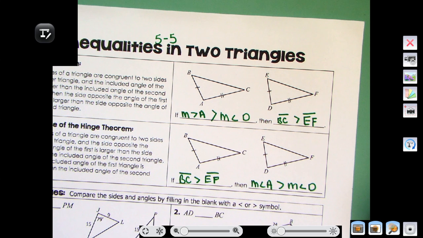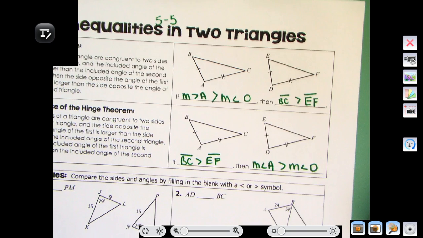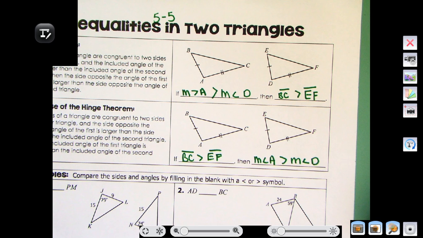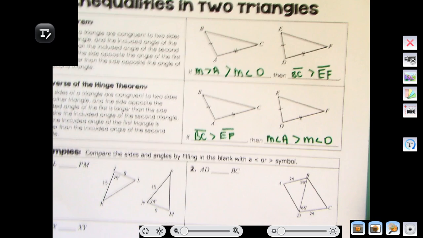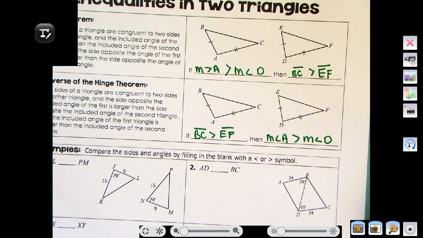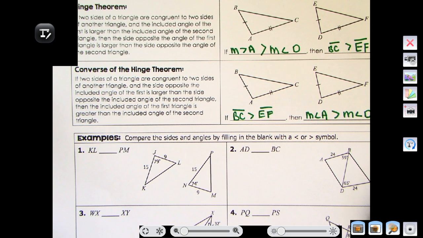So we just want to know that theorem, and then we're going to apply it by comparing the sides and angles down here with some examples. So basically, we are just going to say how these side lengths compare to each other. So, for example, on number 1.